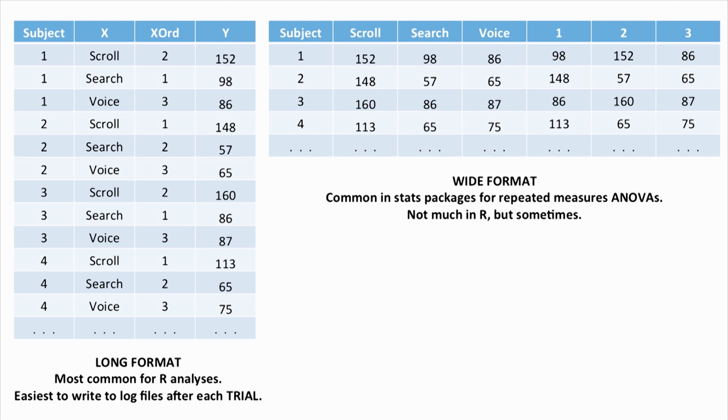You can see here that the tables are equivalent in terms of the data they hold. But now the X factor, or the technique factor in our particular example, scroll, search, and voice, is encoded as column names, as is the order variable 1, 2, and 3. So we have to tell our analysis software at some point that those three columns make up a single factor. And you can see that all the measures for a given subject are in one row.